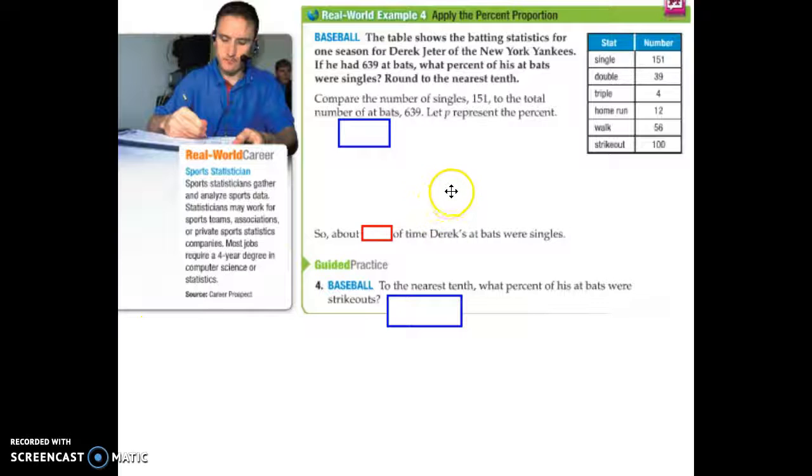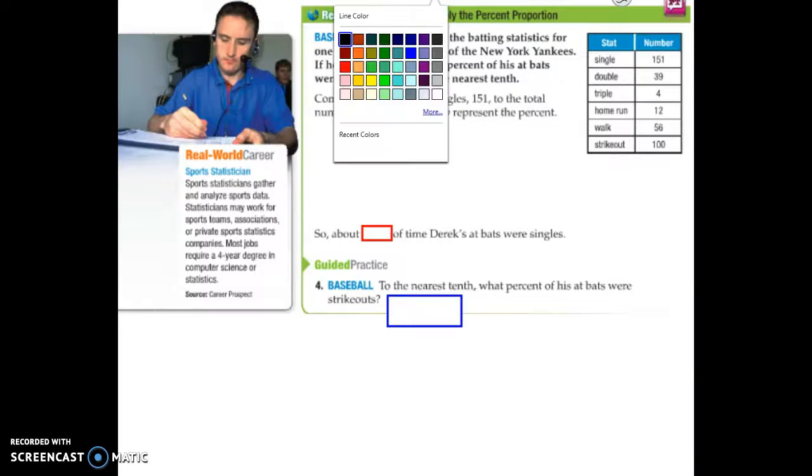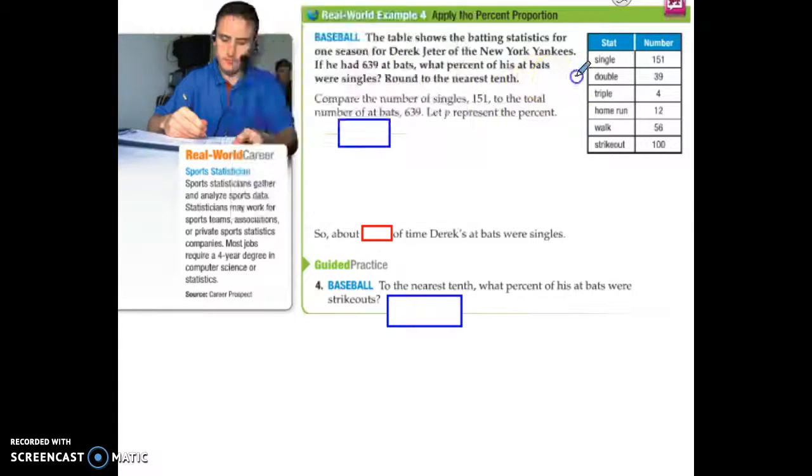Real world problem. We're talking about Derek Jeter, one of the greatest baseball players of all time, even though he was a Yankee. We'll get over it, I guess. All right. He had 639 at bats. What percent of his hits were singles? Okay, so 639 is a total. So this is one where maybe the is over of doesn't work, and we have to do the part over the whole. Okay, so I set my proportion. What is my percent? Well, that's what I want to know. What percent of his at bats? So there's where my x goes.